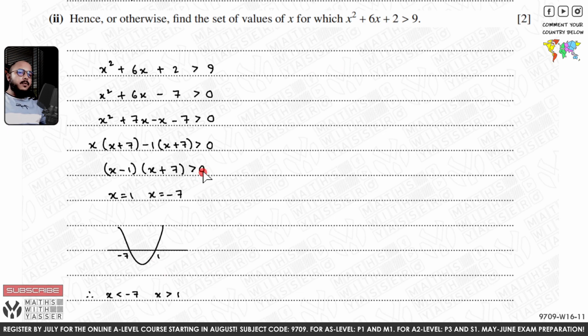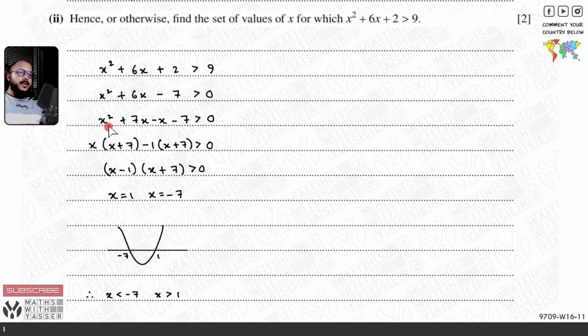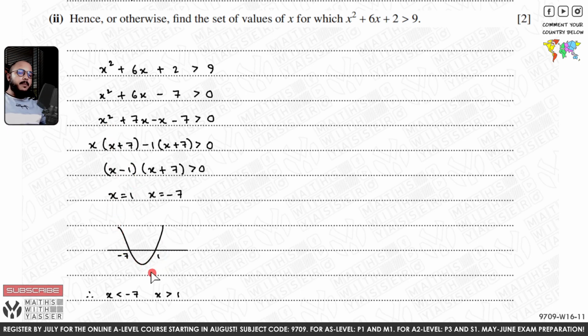Since it's greater than 0, that means with the help of the number line, and since it's a positive quadratic equation, that means it will be U-shape. Therefore, for greater than 0, x must be less than negative 7 and x must be greater than 1.